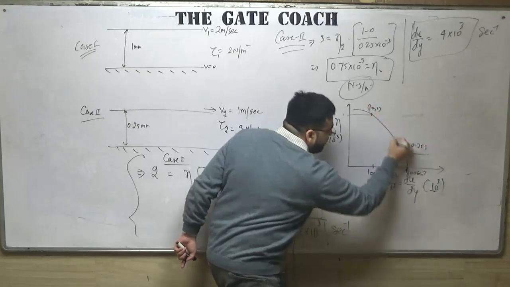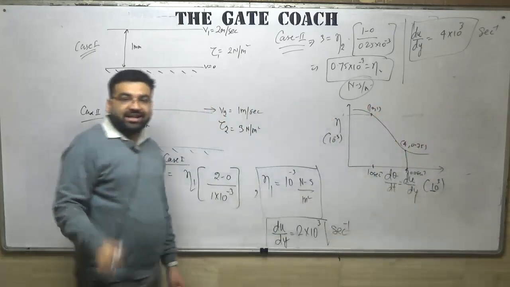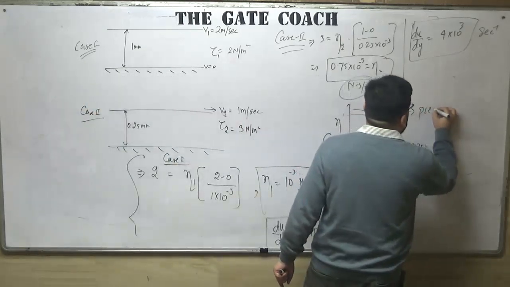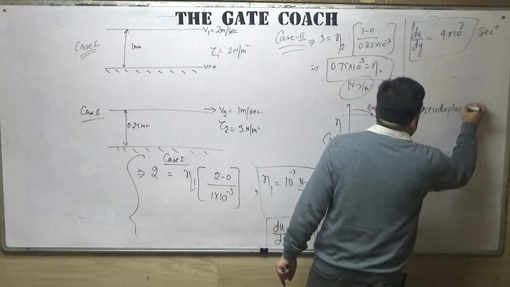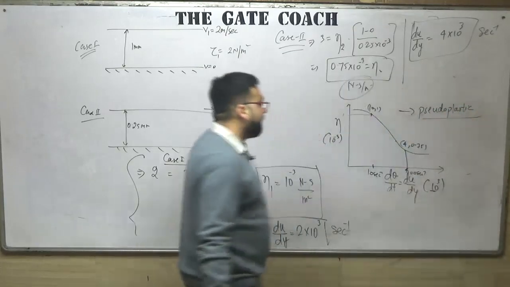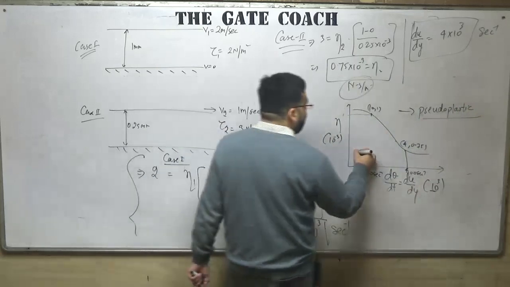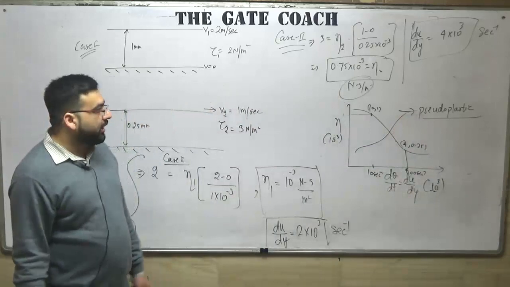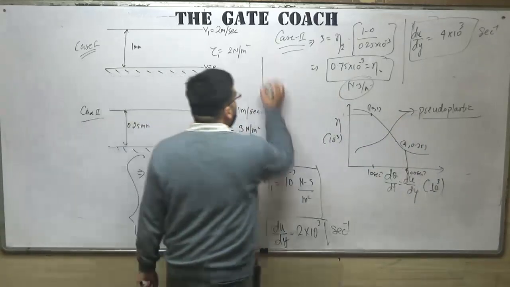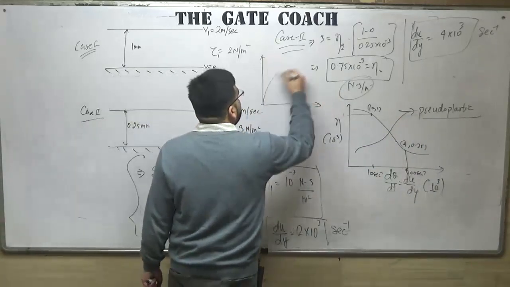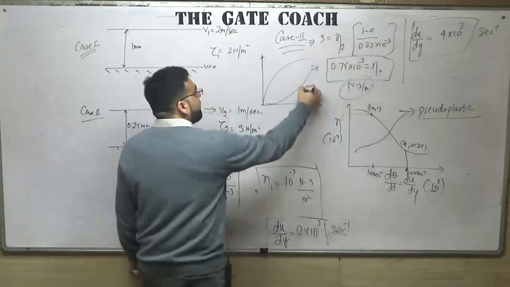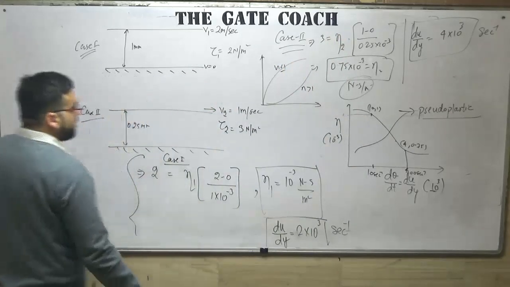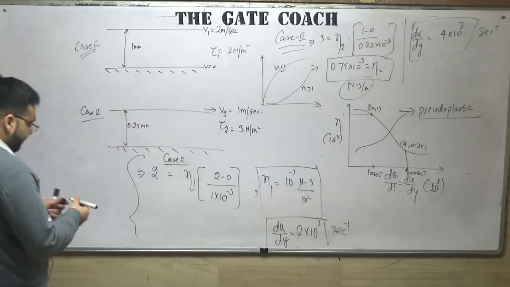So you will find that it is actually decreasing, and decreasing means it is a pseudoplastic. If the graph would have been somewhat like this, it would have been a dilatant. But now it is not increasing, it is decreasing. You can also see from the rheological behavior, pseudoplastic goes like this, dilatant goes like this. For this, the value of n is greater than 1, n is less than 1, all these things we have already done. So actually this question will be a pseudoplastic.